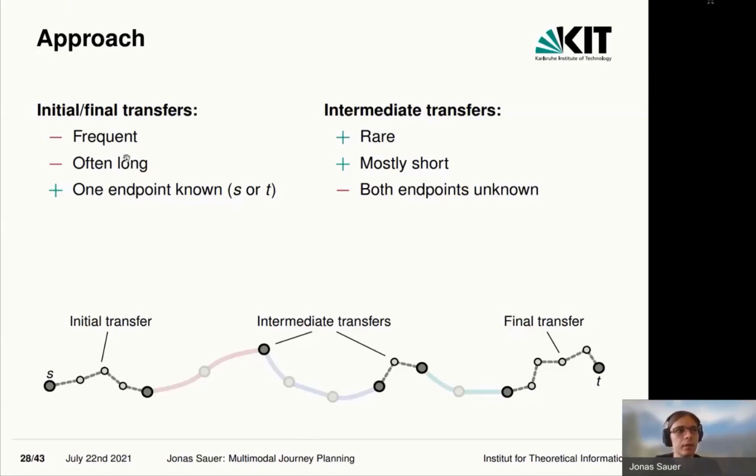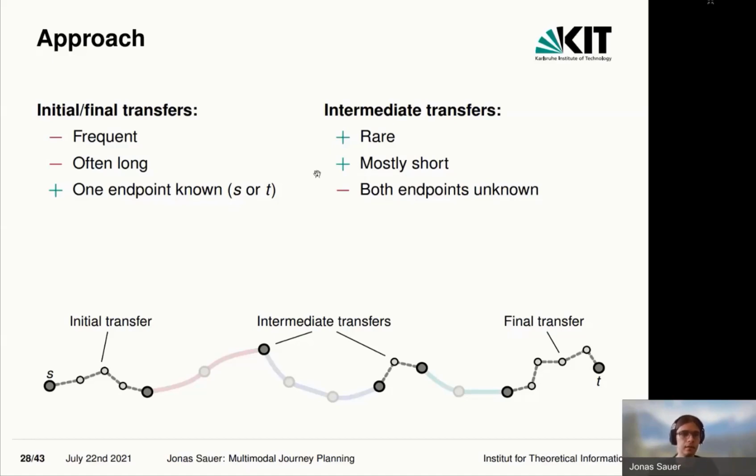The advantage of initial and final transfers is that we already know one of the endpoints, because it's either a source vertex or a target vertex. In the case of the intermediate transfers, we don't know the endpoints in advance, because as we explore our network, we end up at a lot of stops, and then from each of the stops where we end up, we need to consider the possibility that we might want to transfer from there to any other stop in the network. And any combination of stops might technically be important. So we don't know the two endpoints in advance.